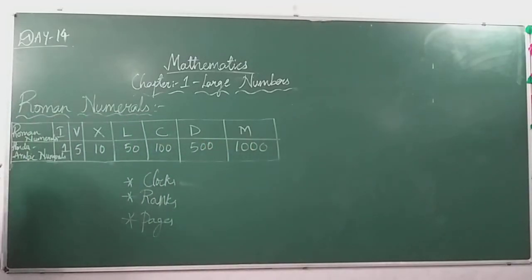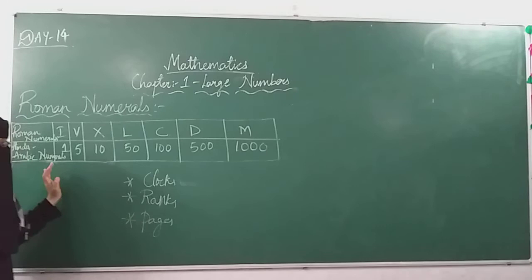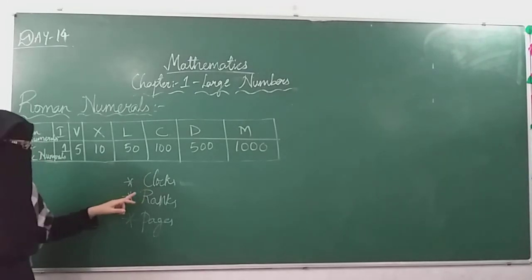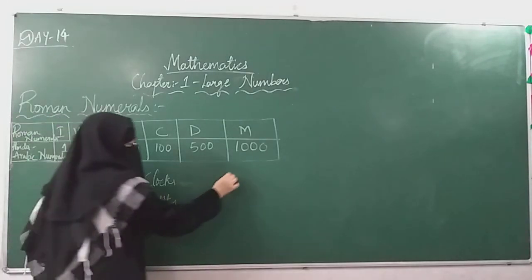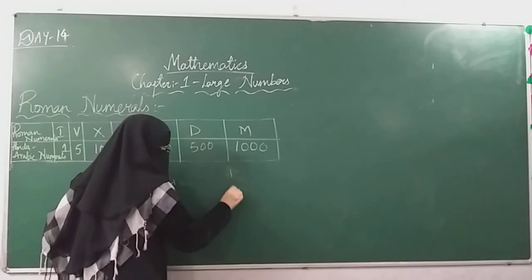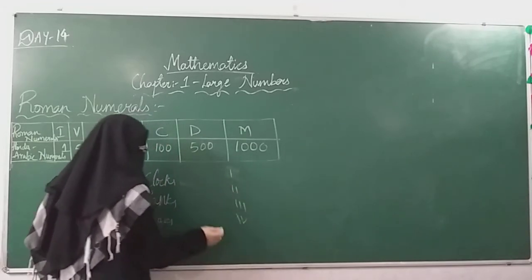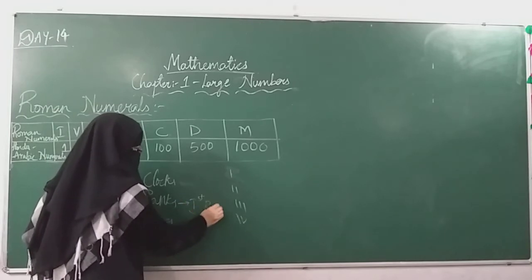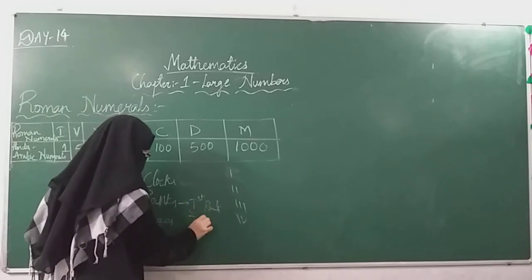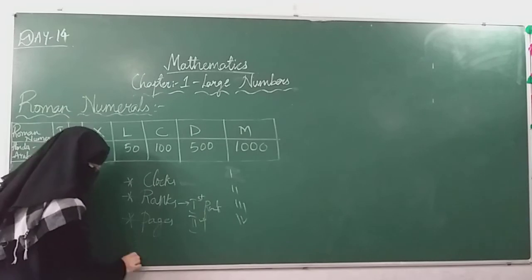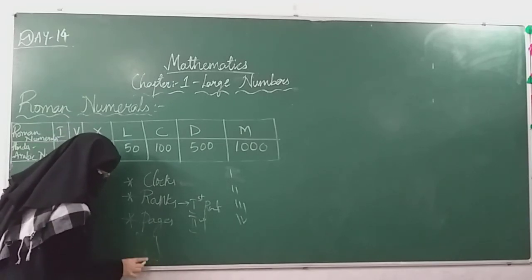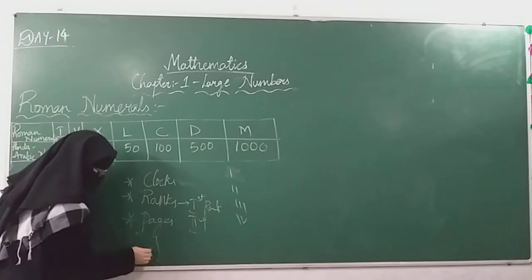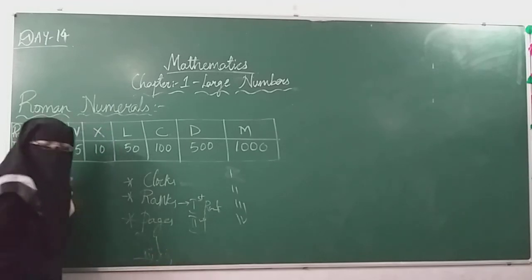So in our real life, we will use these Roman numerals. In clocks, we will use Roman numerals. In a clock, we will see like this: 1, 2, 3, 4, like that. In ranks, to put ranks, you got first rank, you got second rank, like that. Pages: in some books, we will use page numbers in the center of the page and bottom of the page. First, second, like that. Okay.